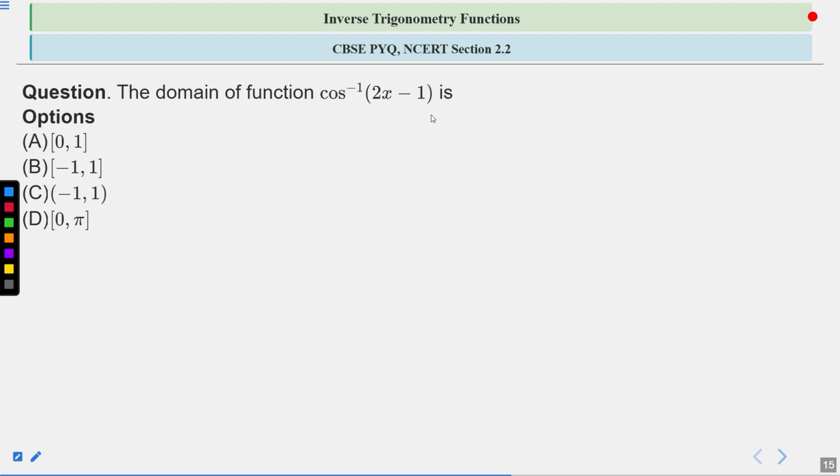So 2x minus 1 will lie between minus 1 to 1 always, right? After further simplifying this, we can easily find the range value of x, like x will lie from which interval to which interval, right? We can easily find. Okay. So again, we are giving you 10 seconds to solve or think about this question. After that, we will move to the solution part.